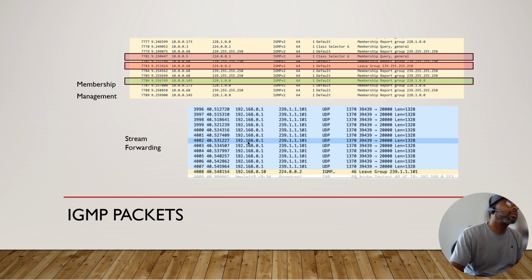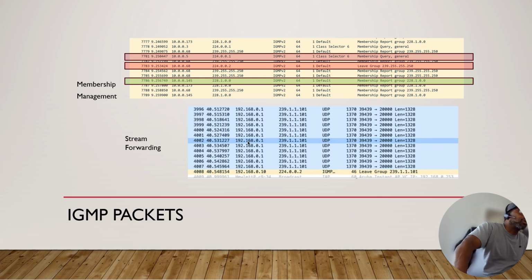Lastly, we get a membership report from 10.0.0.145. You see that in green because the multicast IP address being used is 228.1.0.0. Again, this is just shown in a packet capture. Also, if you look to the right, you can see the descriptions in the packet captures. It tells you membership query, leave group, membership report, et cetera.